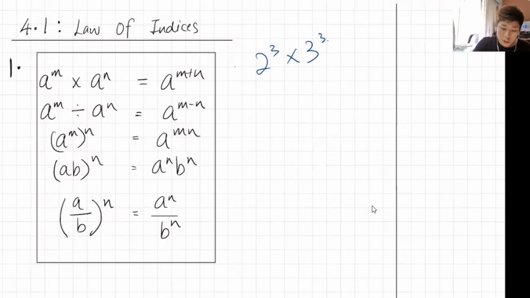If you are a person who knows this law of indices, you wouldn't make a mistake of doing this. You wouldn't do this.